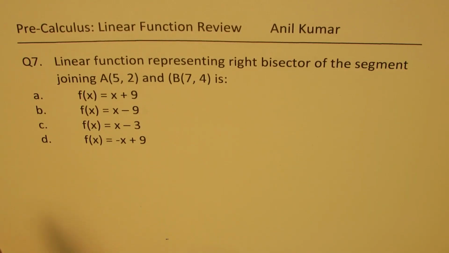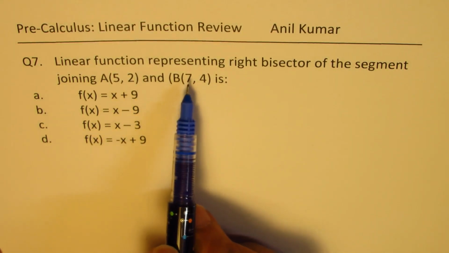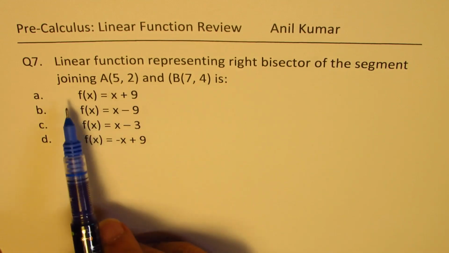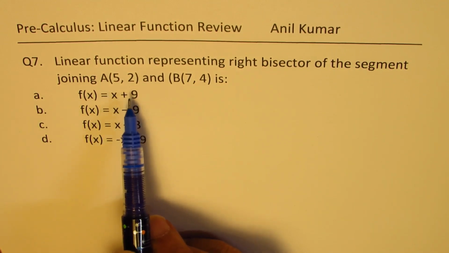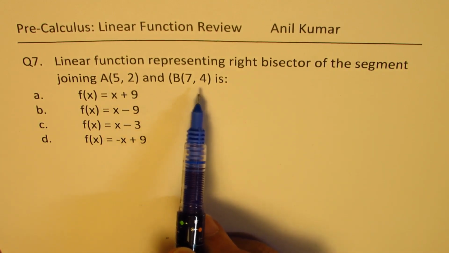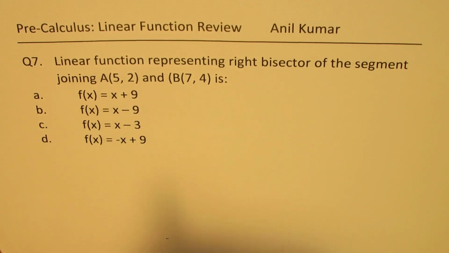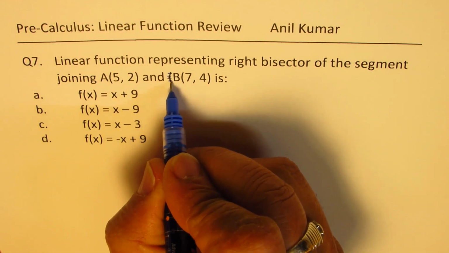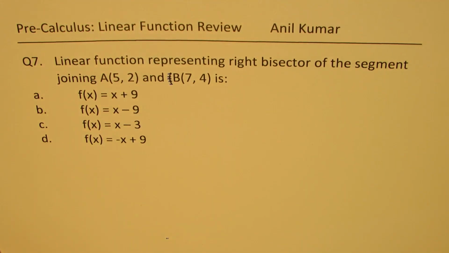Question number 7 is, the linear function representing the right bisector of the segment joining A (5, 2) and B (7, 4) is. You can always pause the video, solve this question, then look into my choices.